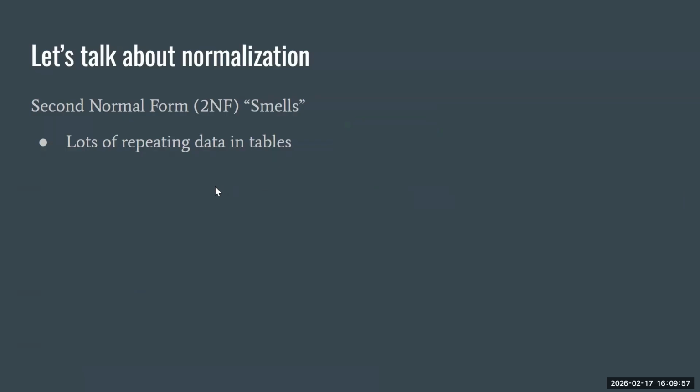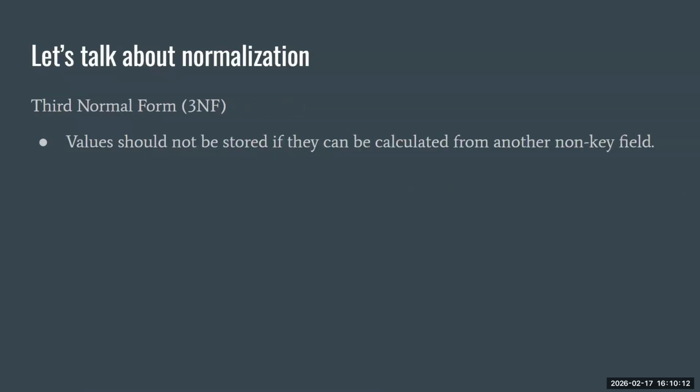Code smells for second normal form: lots of repeating data in tables. So we saw that with our dishes, favorite dish for customer, and we saw it in our event locations. All right, third normal form. Values should not be stored if they can be calculated from another non-key field.